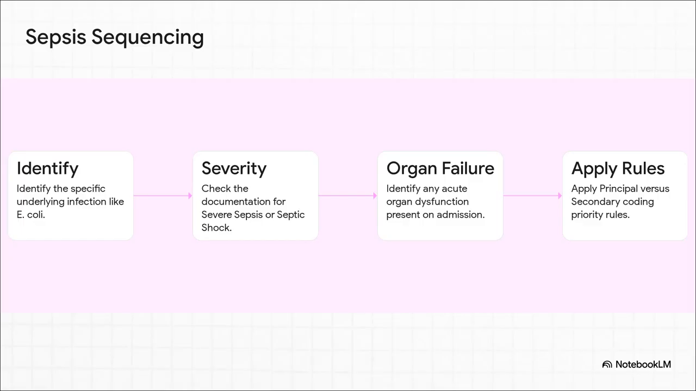So the crucial point here is really following these strict procedural steps so you don't get cognitive overload. Step 1. Identify the specific underlying infection. For example, sepsis due to E. coli. Step 2. Check the documentation for severe sepsis or septic shock. Step 3. Identify any acute organ dysfunction, things like acute kidney failure or acute respiratory failure. And finally, Step 4. Apply your principal versus secondary coding rules based on what was actually present on admission. If you follow these exact steps, you are ensuring completely accurate, audit-proof coding every single time.